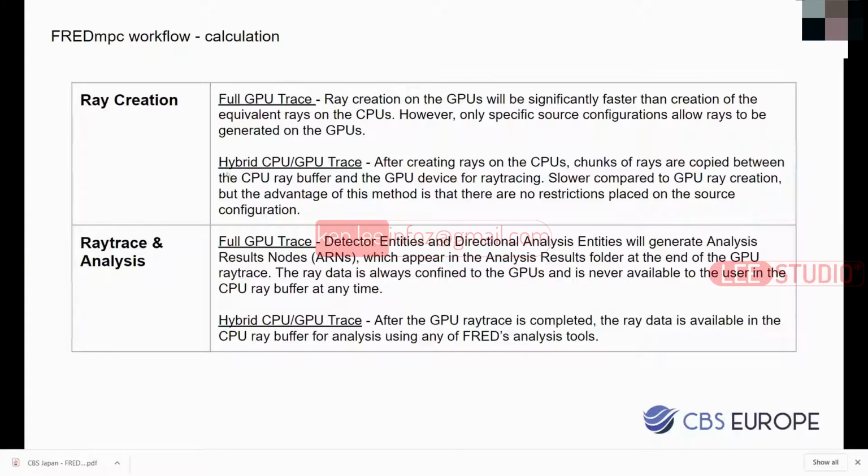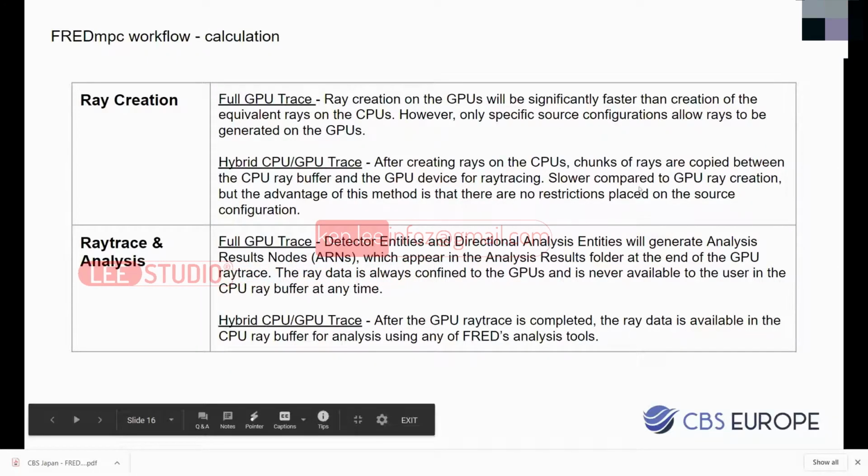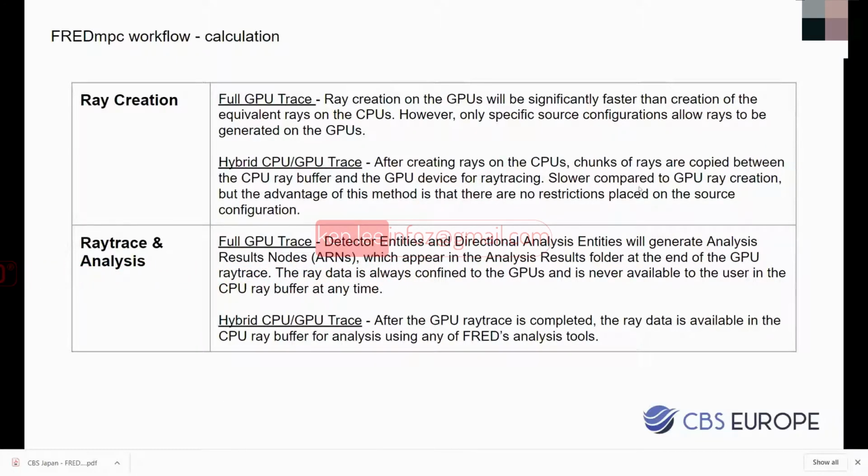If we're doing the hybrid ray trace, the rays are created on the CPU as it was in the CPU calculation of FRED, and then chunks of rays are copied between the CPU ray buffer and the GPU device for ray tracing. So we saw those lines in the output window for 1 million rays or so each time. That's the chunks that are being moved and ray traced at a time. It's a little bit slower, but there are no restrictions on the type of source that you can use.